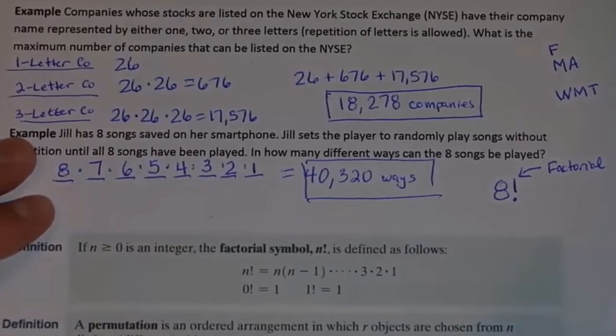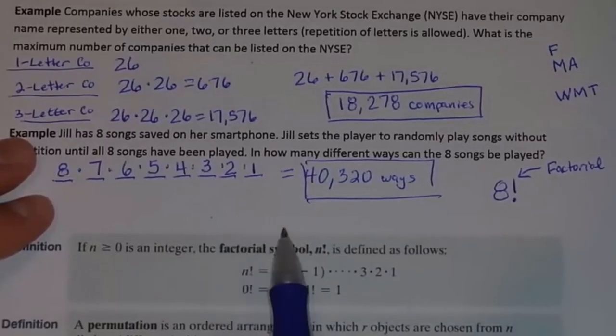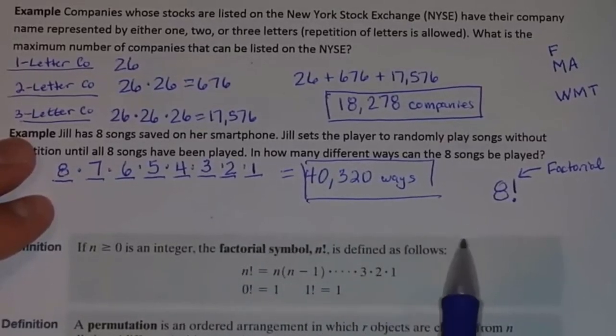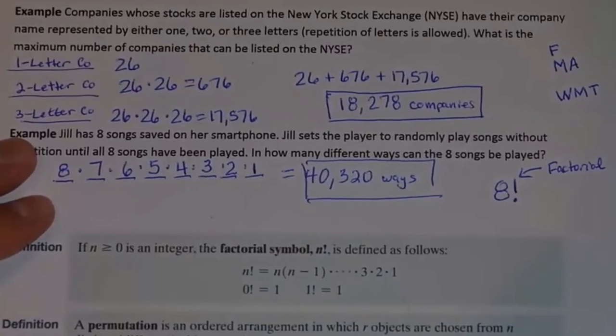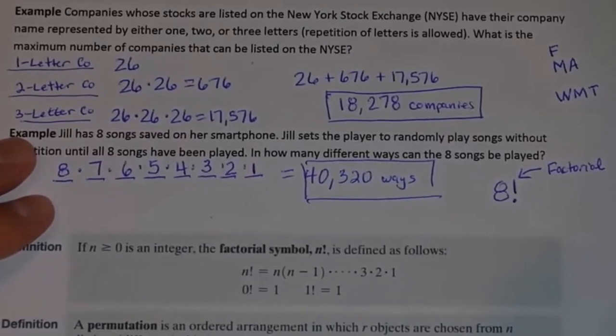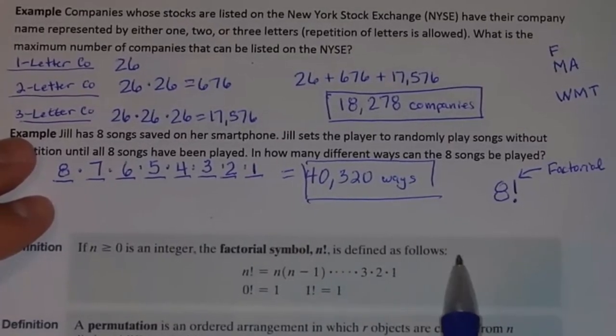1. So if I had 10 factorial, that would mean 10 times 9 times 8 times 7 times 6 times 5 times 4 times 3 times 2 times 1. If I have 3 factorial, that means 3 times 2 times 1.